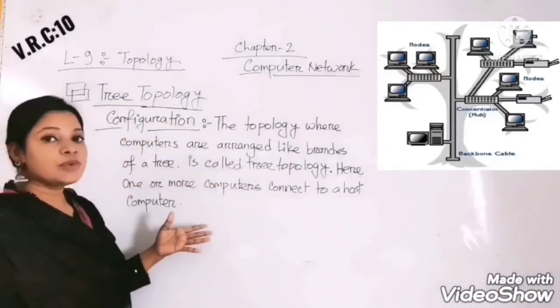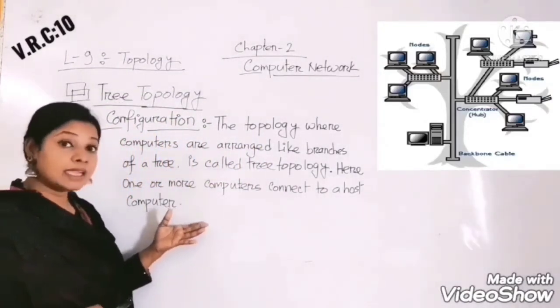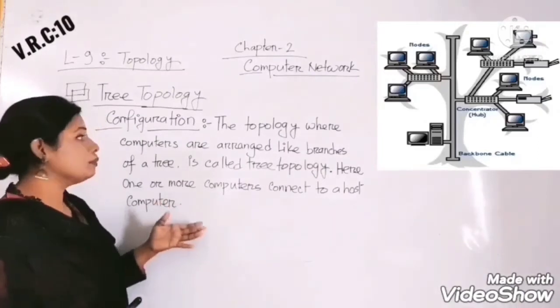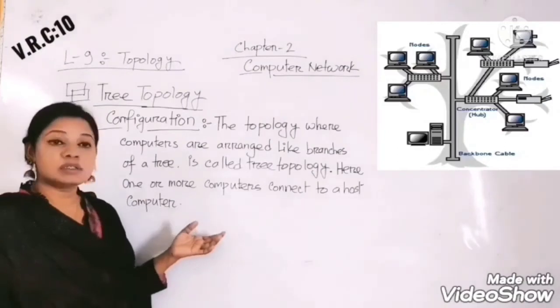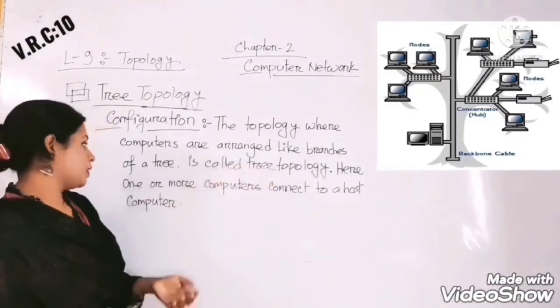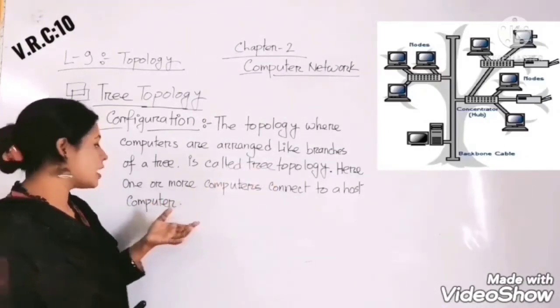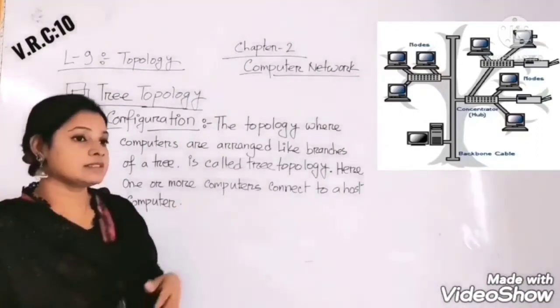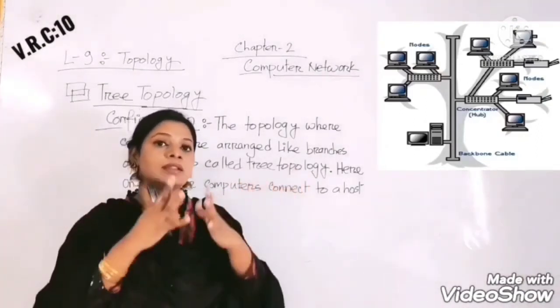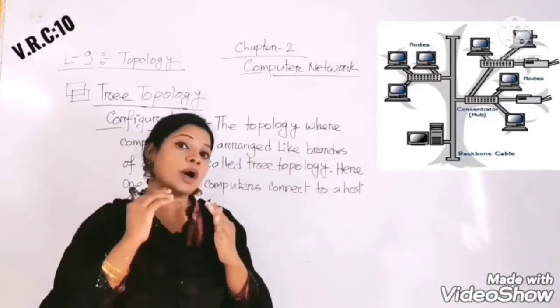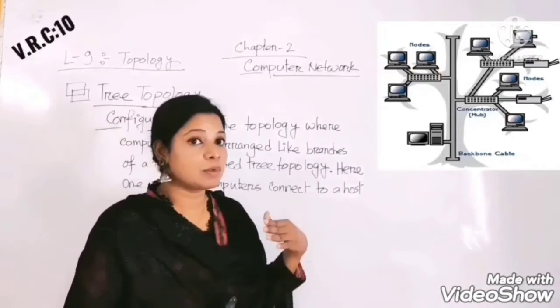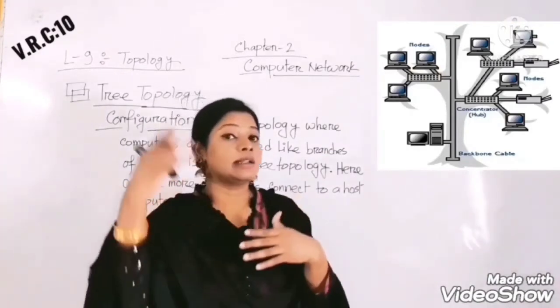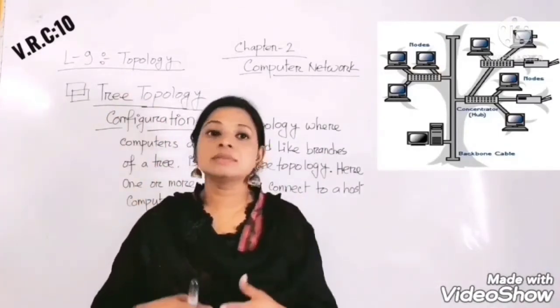In configuration, we can write this way: the topology where computers are arranged like branches of a tree is called tree topology. Here, one or more computers connect to a host computer. It is arranged in such a way that it looks like a tree. Here, one is a host computer, or you can call it the mother computer. Other child computers are connected to that mother computer.